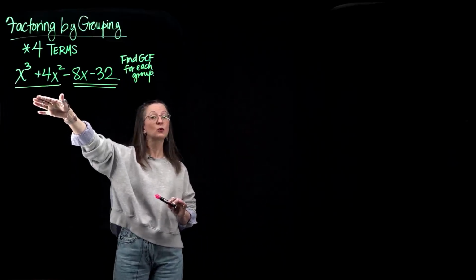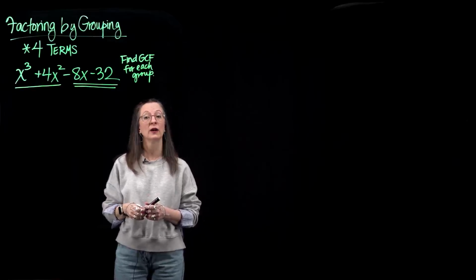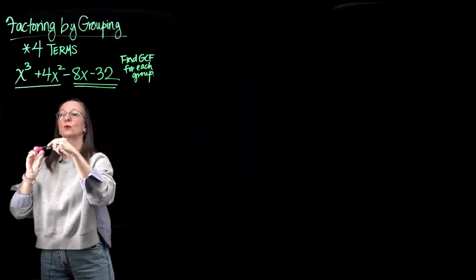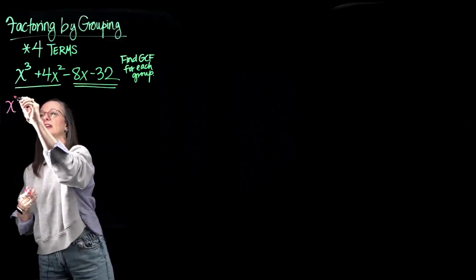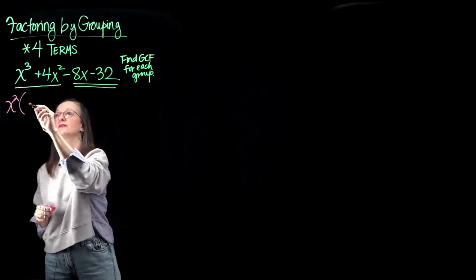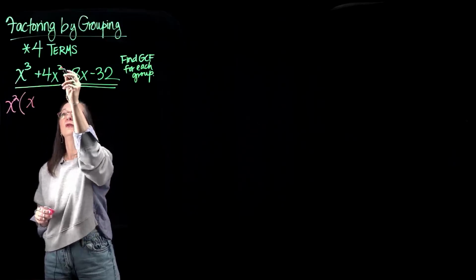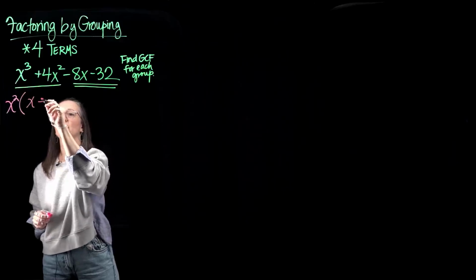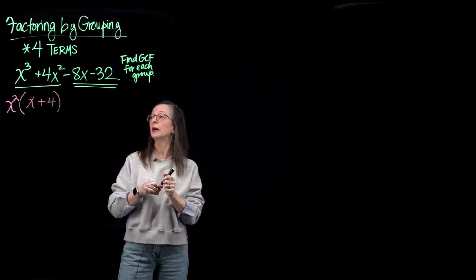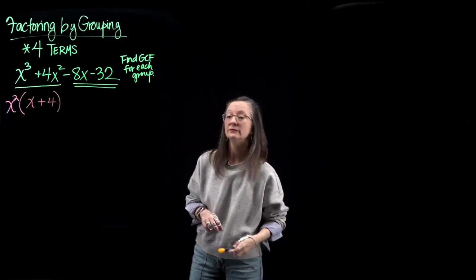So we want to factor off the greatest common factor of this first group, x cubed plus 4x squared. Its greatest common factor would be x squared. I'm going to factor that to the outside, open parentheses, and write down what's left. x cubed divided by x squared leaves me with x. 4x squared divided by x squared leaves me with positive 4. So in place of that first group, I would have x squared times x plus 4.